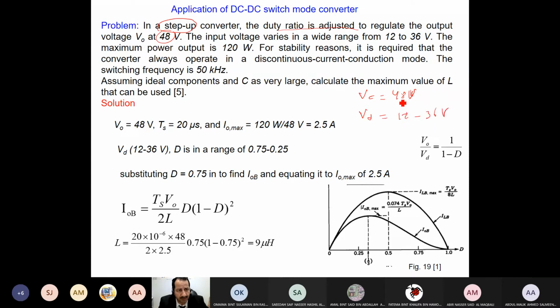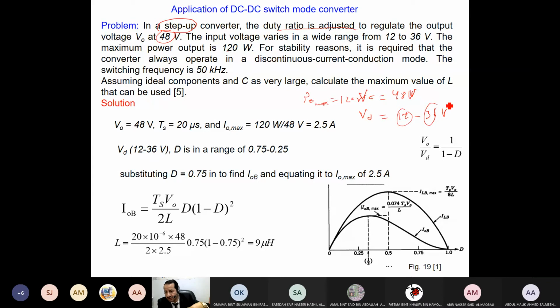Just a minute, let me compare. 48 is greater than both. So that's right, it's a boost converter because the output voltage is greater than the input voltage. But also he gave me the lowest voltage and the highest voltage for input. Two voltages. The maximum power output, P out maximum, is found to be 120 watt.